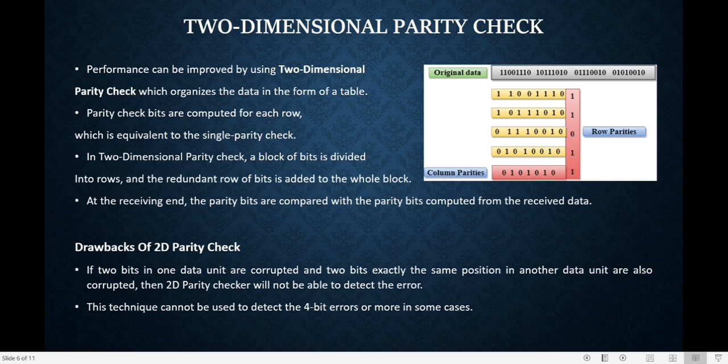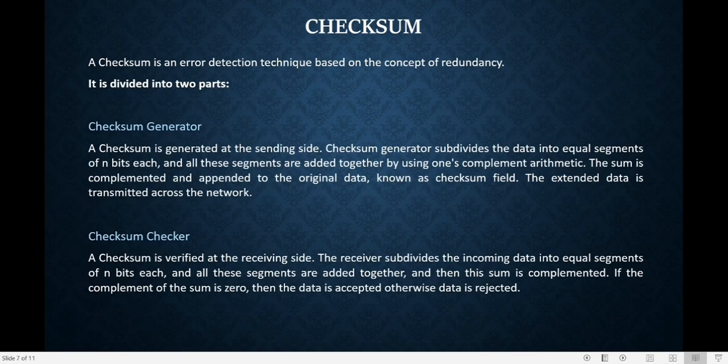Now discuss about the drawback of the 2D parity check. If two bits in one data unit are corrupted and two bits at exactly the same position in another data unit are also corrupted, then 2D parity check will not be able to detect the error. This technique also cannot be used to detect the 4-bit error or more in some cases. Now the next technique is checksum.